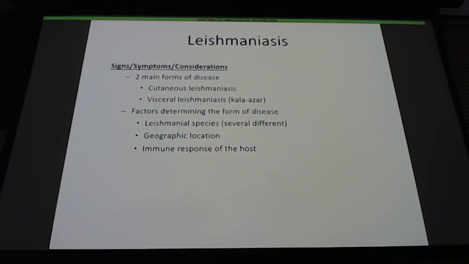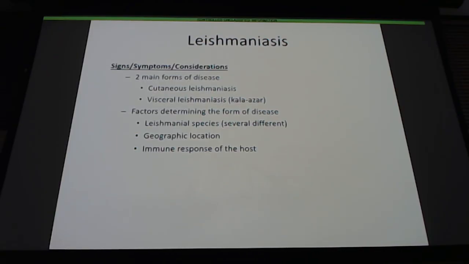Okay, so two main forms. We break it down: cutaneous leishmaniasis and visceral leishmaniasis. Now, cutaneous is usually painless, unless you get a secondary infection, then it becomes painful. Okay? It starts off as a papule and then becomes a large ulceration. And that can persist for months to years, but it generally heals itself. It may end up being self-limiting, but we can always try to help it.